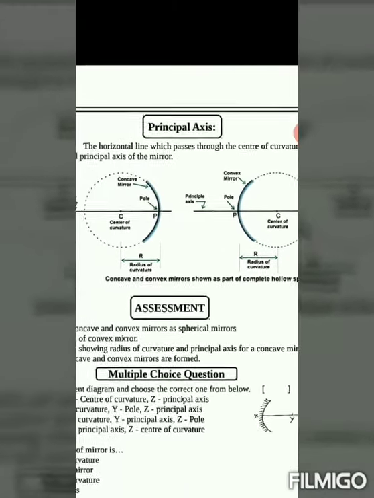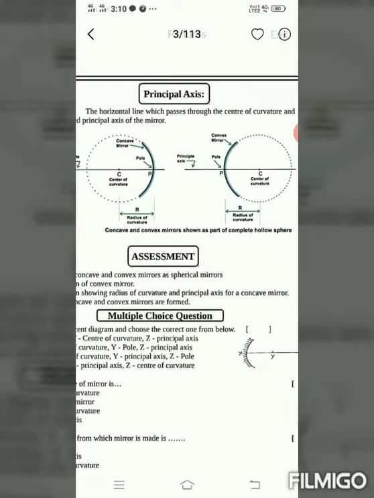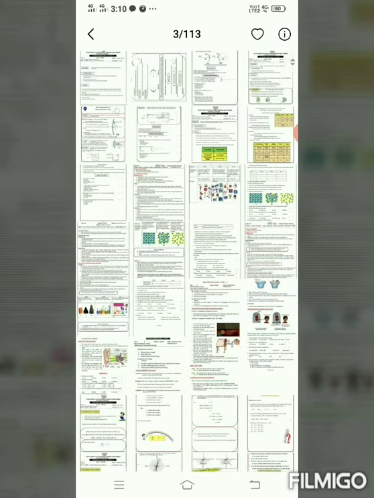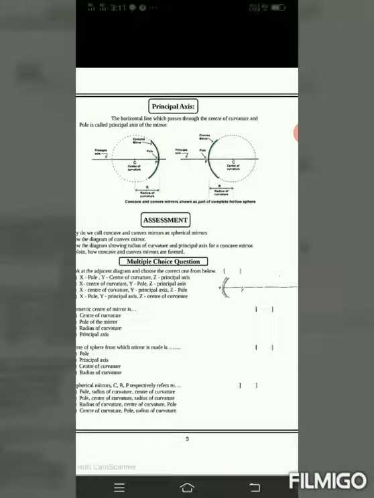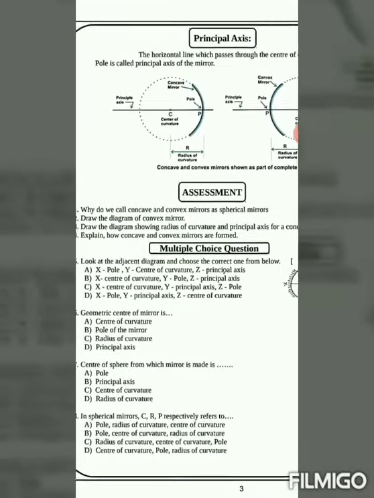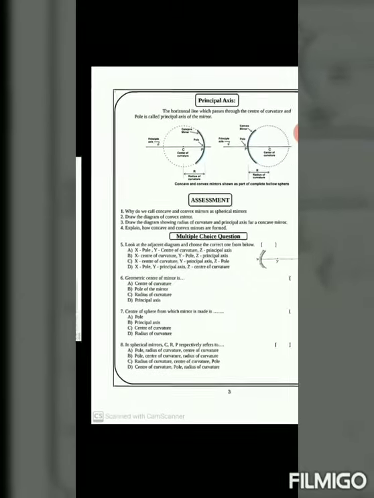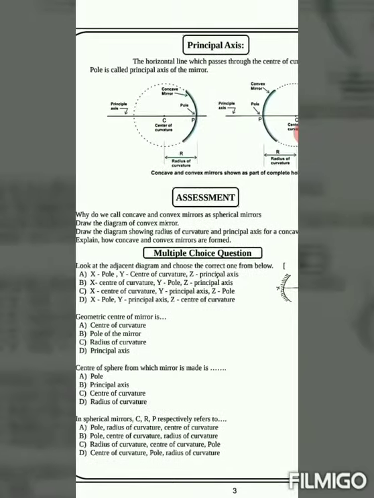And look here now, he was showing some definition. The horizontal line which passes through the center of curvature is called the principal axis of the mirror. So this is the matter you have in worksheet number 1. Some assessment questions are there.